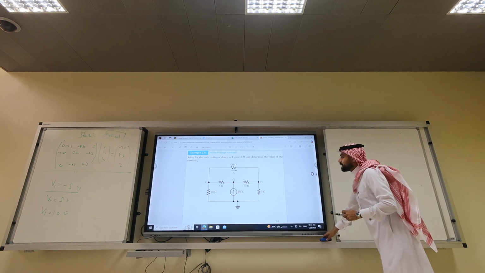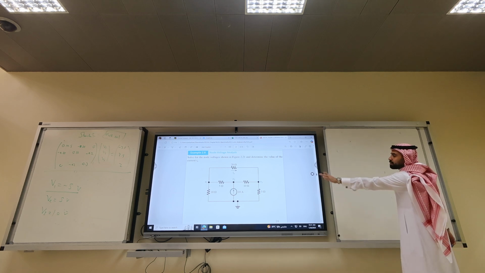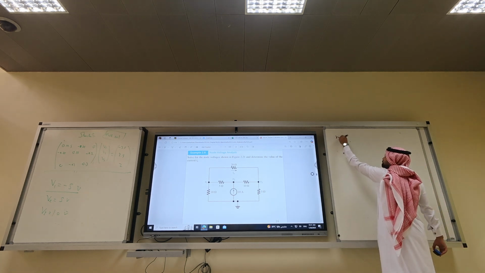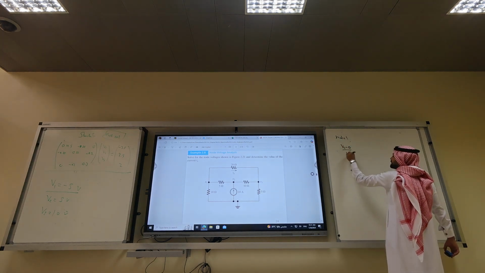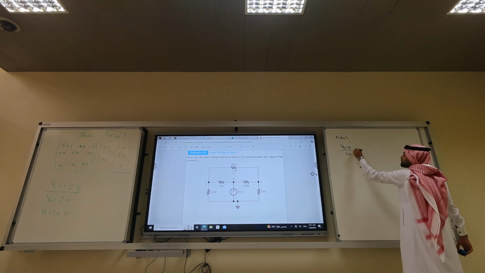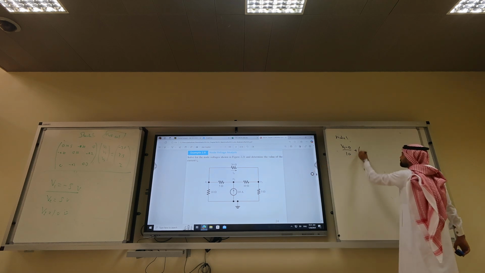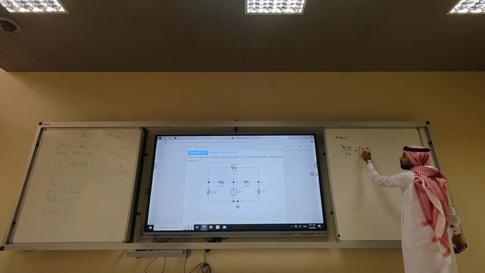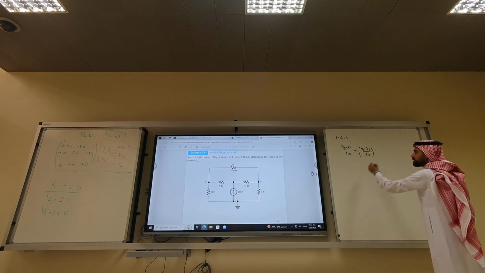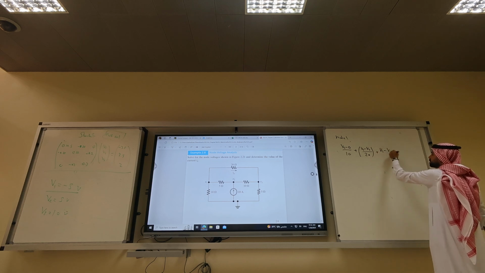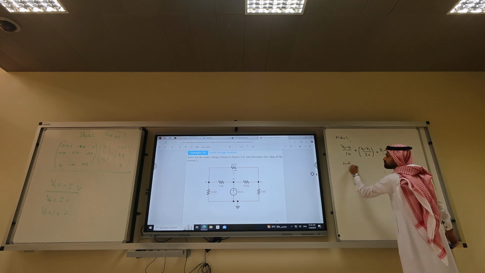Let's try to at least write the equations at node 1. I'm going to do it quickly now. At node 1, we have V1 minus 0 over 10 plus, don't say Ix, you don't know Ix, V1 minus V3 over 20 plus V1 minus V2 over 5 equals 0.